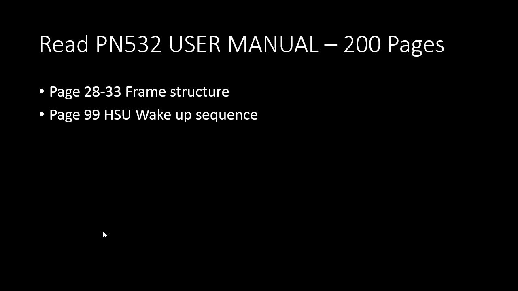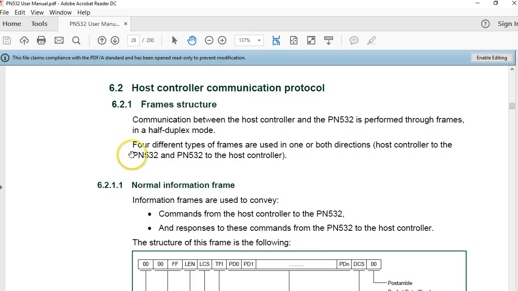So you can directly jump to page number 28 onwards, and you can start reading a few pages from there. I'm going to give you a brief walkthrough of all these pages. After that, you're going to go to page number 99, and after this, you're going to go all over the place depending on which command you're going to program. So on page number 28, the document speaks about the host controller communication protocol.